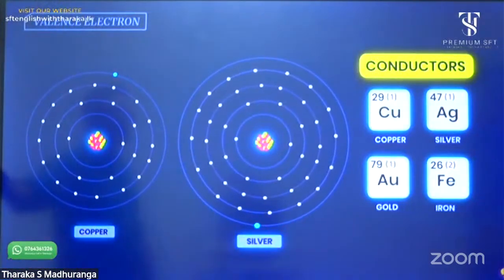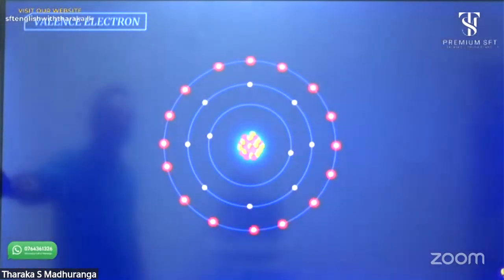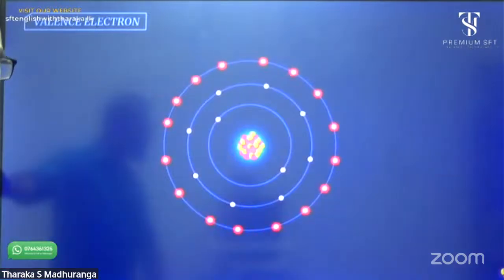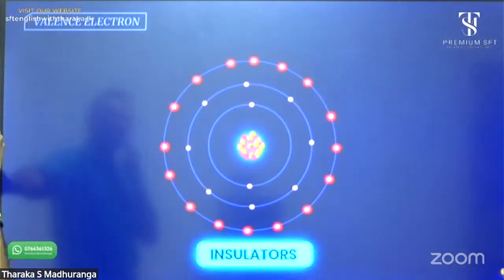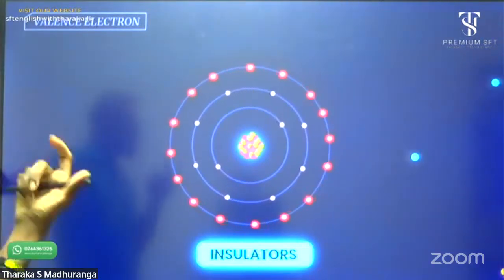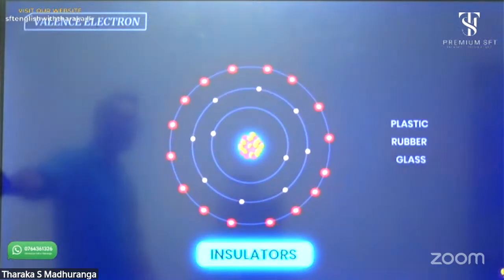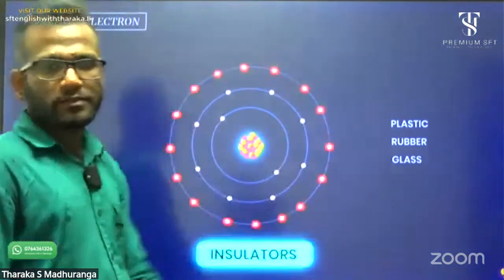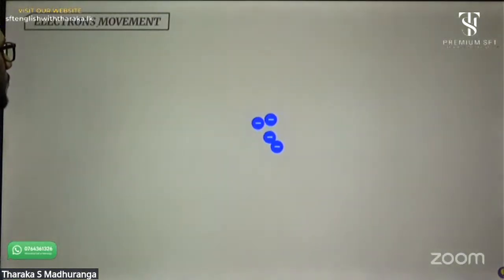Most of the metals are conductors, but some materials hold their electrons very tightly, and they don't share their electrons with nearby atoms. Those are called insulators. Insulators serve a very important purpose. They prevent the flow of electrons. For example, plastic, rubber, and glass are made up of these types of atoms. They are insulators.